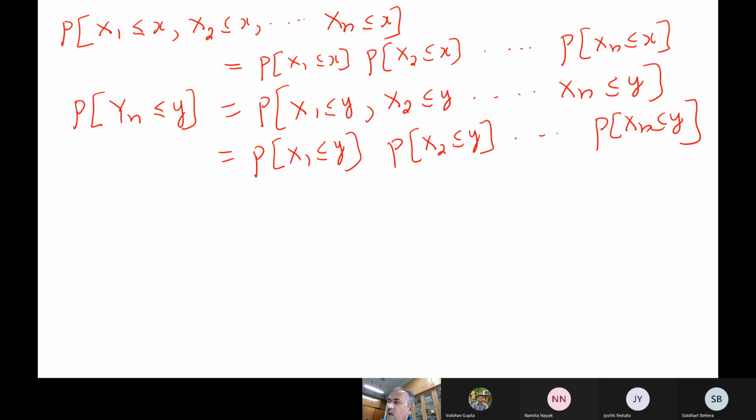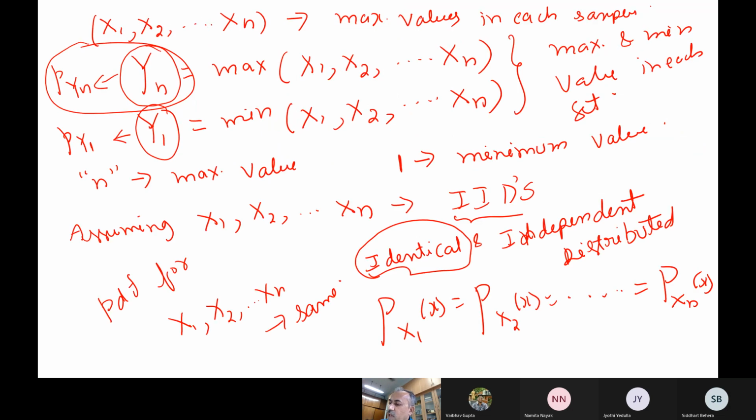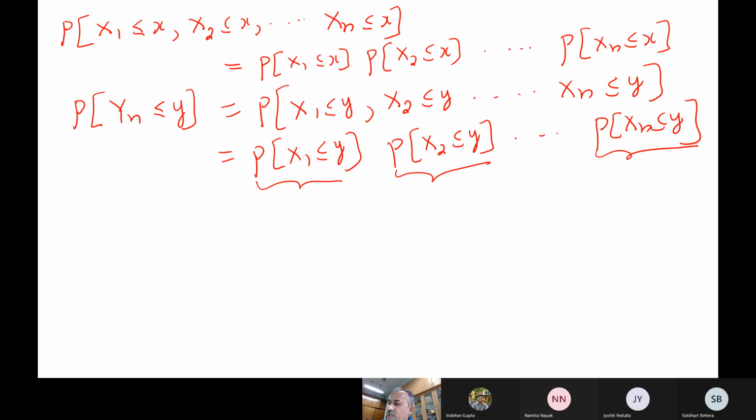But now because they are all identical random variables, what will be these individual quantities? All of them will be the probability of x1 less than or equal to y, probability of x2 less than or equal to y, because all of them are identical random variables. Independence means you break a multidimensional probability into a product of individual ones. Now, if they are identical, because all of them are coming from the same population, their probability distributions will be the same.